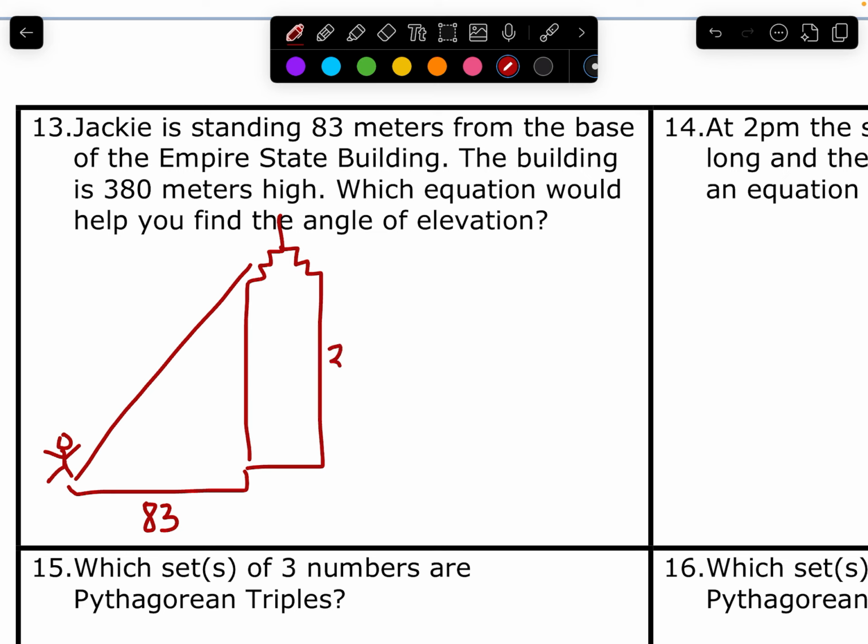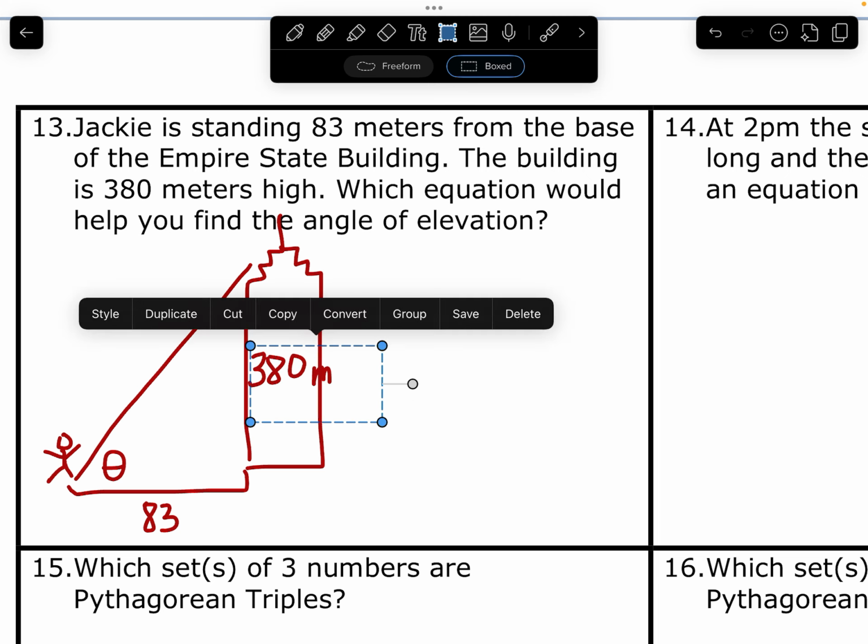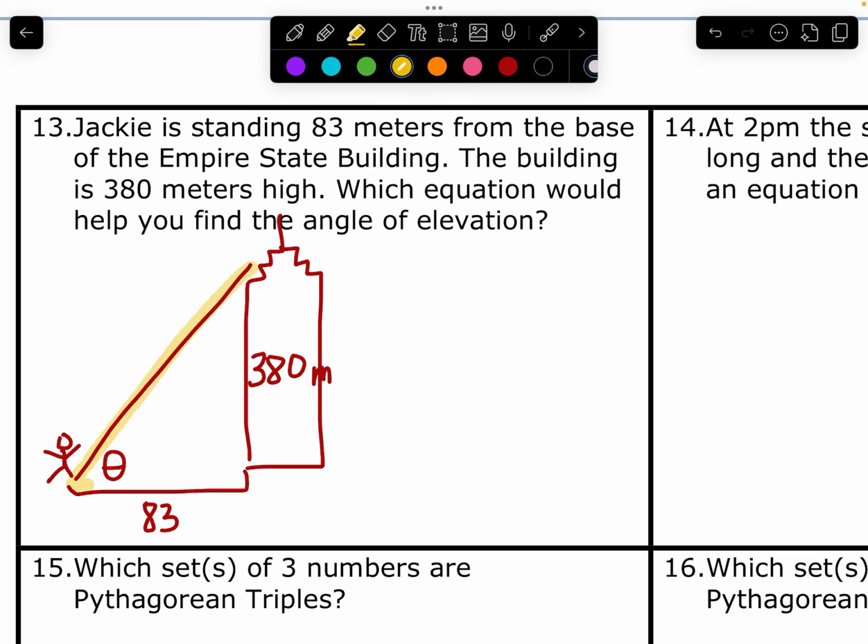The building is 380 meters high. We're not taking her height into account because they didn't give us her height. So theta is going to start from her feet. The angle of elevation will start from her feet. I'm going to move this so we can focus on the right triangle that we created here.